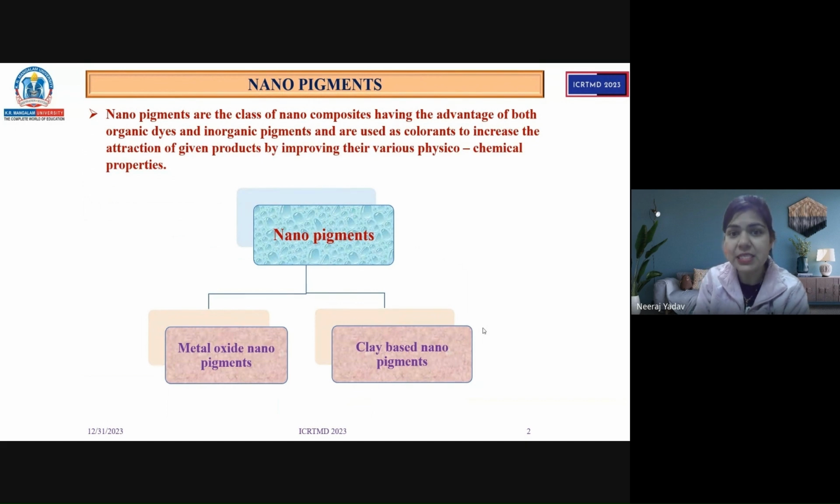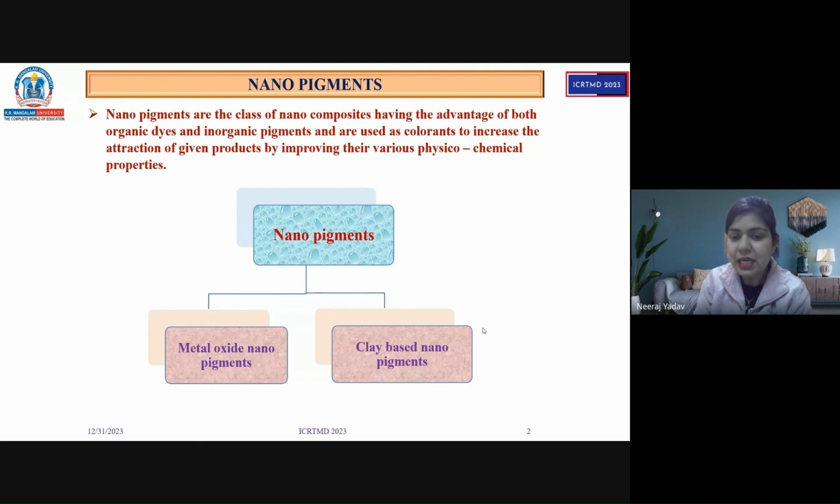These nanopigments can be used as colorants to modify the color of the synthesized product, and they can also improve various physicochemical properties like mechanical properties, thermal stability, and hardness. Generally nanopigments are of two types: metal oxide nanopigments and clay based nanopigments. Here we are going to discuss the clay based nanopigments.